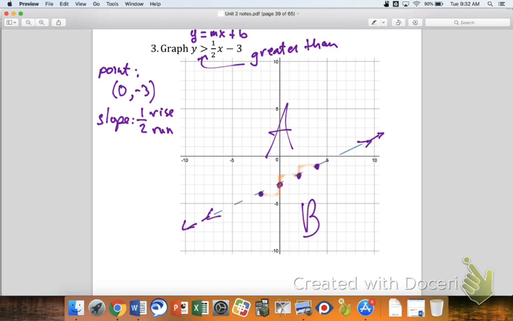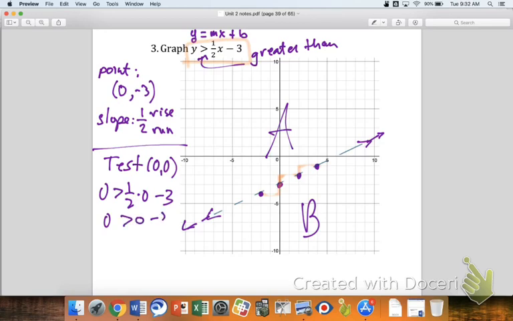0, 0. So here's what I'm going to do. I'm going to come over here, and I'm going to test 0, 0 in my original inequality. So I'm going to test it back up in here. Here's what it would look like. I'm going to plug a 0 in for y and a 0 in for x and just see what happens. So what is 1/2 times 0? And what's 0 minus 3?